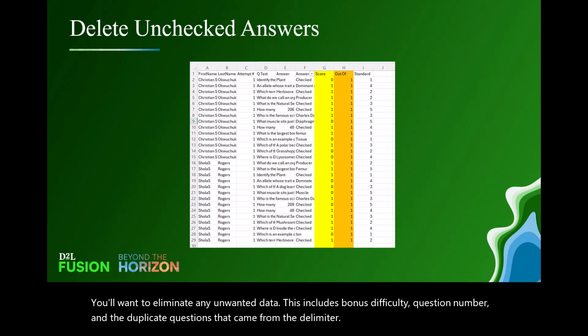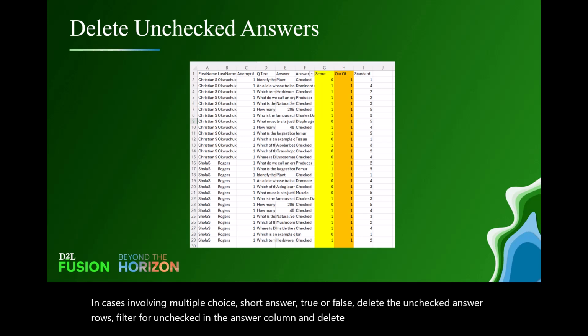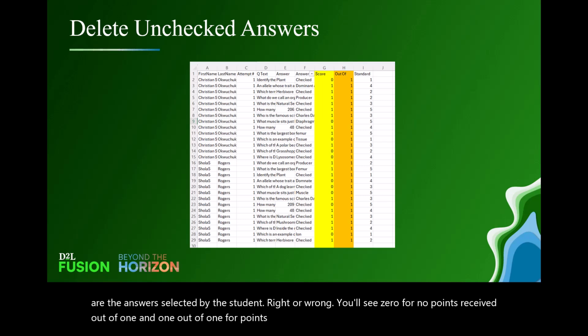In cases involving multiple choice, short answer, true or false, delete the unchecked answer rows. Filter for unchecked in the answer column and delete all rows. All that should remain are the answers selected by the student, right or wrong. You'll see 0 for no points received out of 1 and 1 out of 1 for points received.